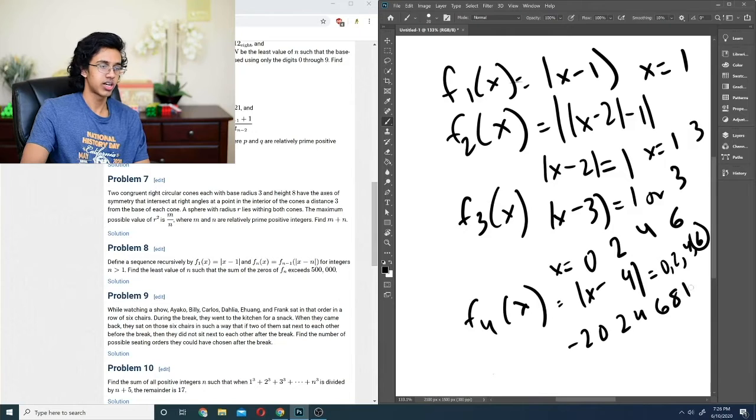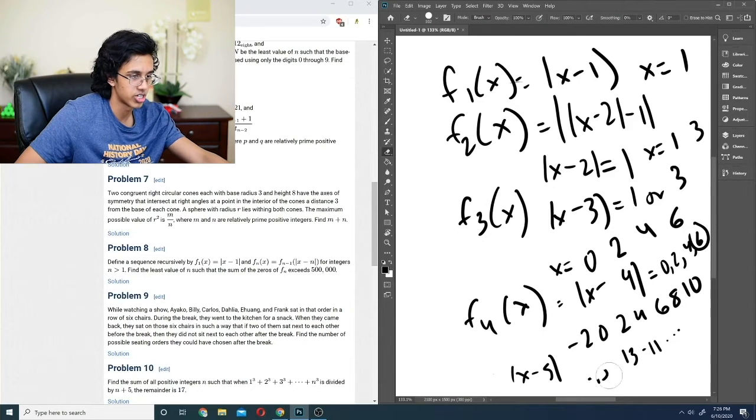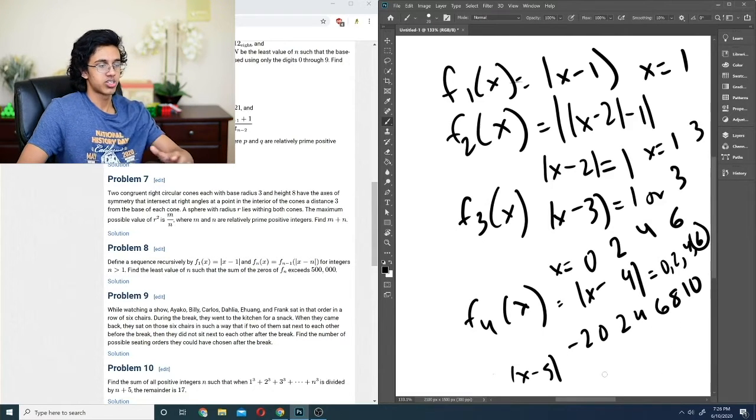So 6, 8, 10. And then for x minus 5, that is 5. Maximum distance is 10, so it goes from negative 15, and then every 2. So negative 13, negative 12, 11, dot dot dot, all the way up till the maximum, which is, oh sorry, not 15. It should be 5 minus 10. So negative 5, negative 3, all the way up till positive 15.